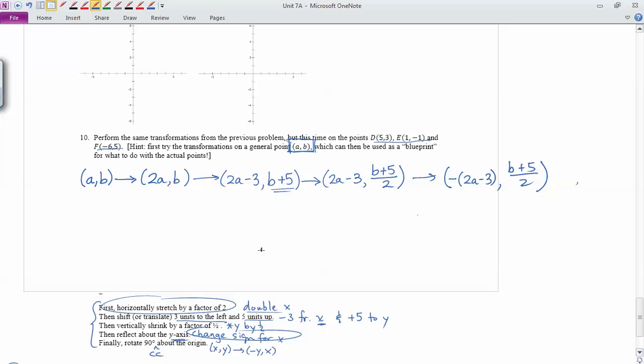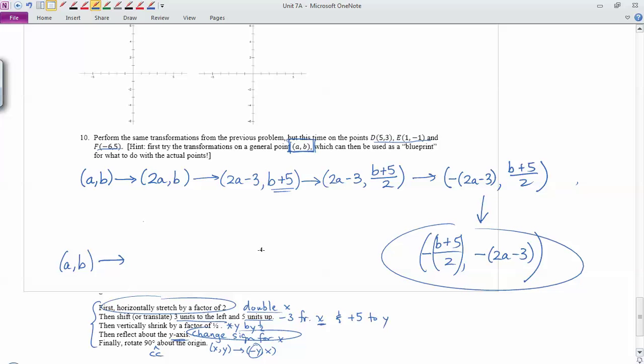And then the last step, I'll just go down like this. So the last step is rotate 90 degrees counterclockwise about the origin. You flip the x and y and then throw a negative in front of the first coordinate here. So if we switch them, we get (b plus 5) over 2, and then negative (2a minus 3). And then you've got to throw a negative in front of that first coordinate. So right there, I'll put this in parentheses so it's more obvious. So that means that (a, b) ultimately turns into this right here: (negative (b plus 5) over 2, negative (2a minus 3)).